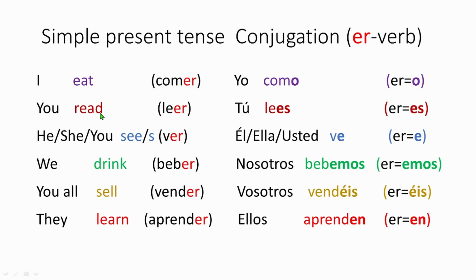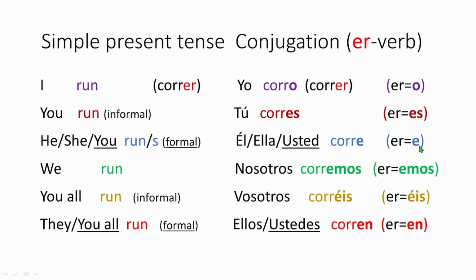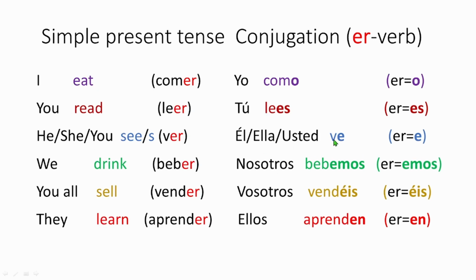You read. Read is leer. So tú lees. Tú lees. Again, you see the rule, what we did. ER is ES. He, she, and you see. Okay. And to see in Spanish is ver. So it's ve. Okay. Now what we did again, we replaced the ER with E. That was the rule, right? If we go back, see, ER is replaced with E for the third person. Él ve, he sees. Ella ve, she sees. And usted ve, you see, the formal one.